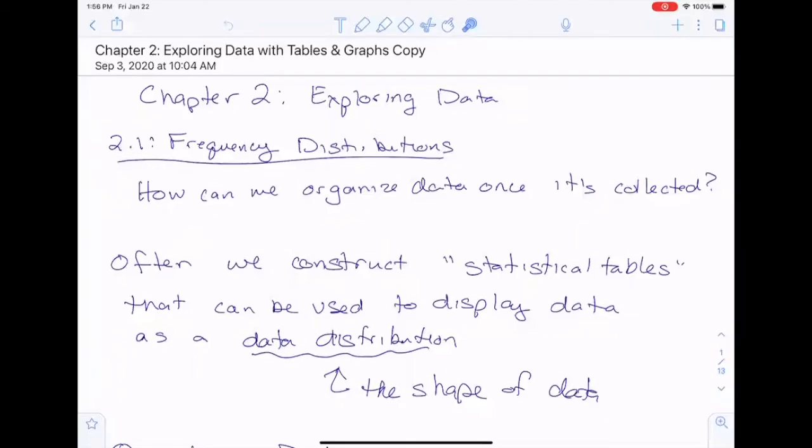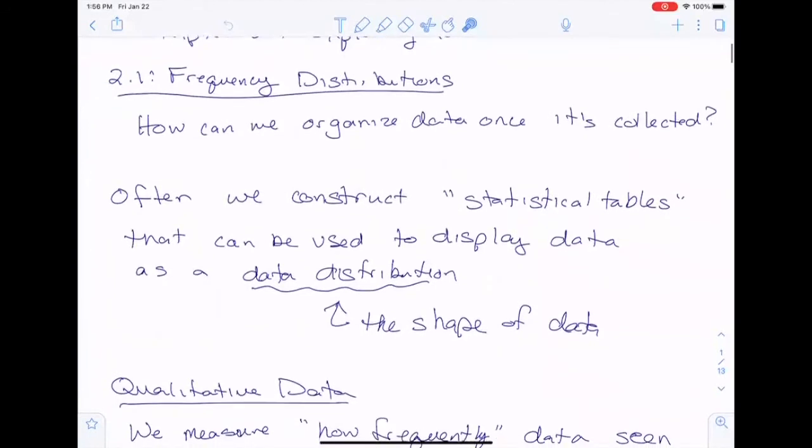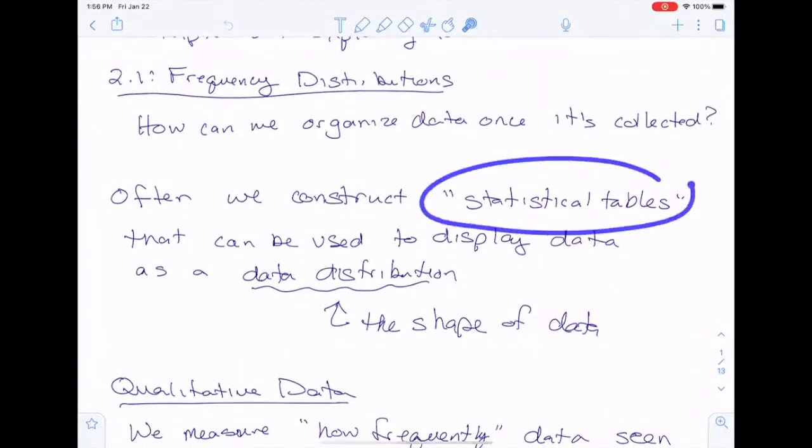Hello. In today's video, we're going to start chapter 2, and specifically, we're going to talk about frequency distributions, right? When we get some sort of organized data, we want to know how can we visualize this? How can we somehow make it easier to look at? And so often what we'll do is we'll construct these statistical tables to help us.